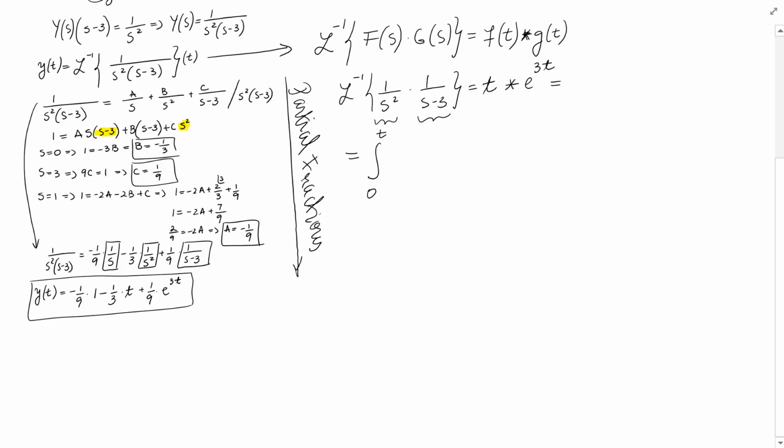t of f of t minus v, so this would be t minus v, times g of v, so it would be e to 3v, everything dv. So let's calculate this integral, and let's not forget that we have to integrate with respect to v. So this t that we have here is going to be considered as a constant. So I'm going to pause and calculate this integral.